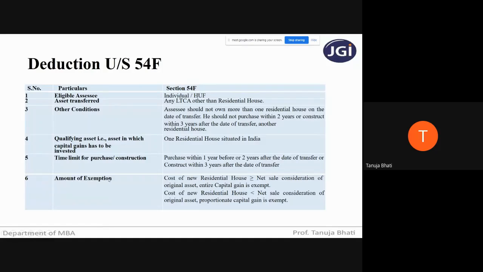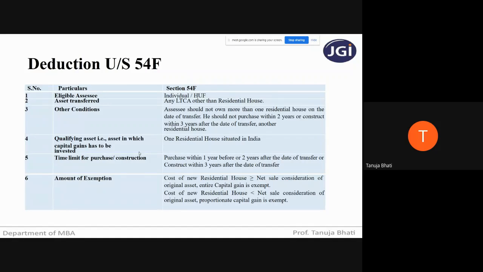What is the amount of exemption he will get? Cost of new residential house: if it is more than the net sale consideration, then the entire capital gain is exempt. If the cost of new residential house is less than the net sale consideration, proportionate capital gain is exempt. So section 54F we will be seeing in the problems as well, so that you'll understand the amount of deduction better.